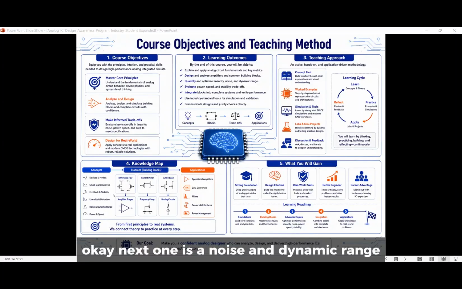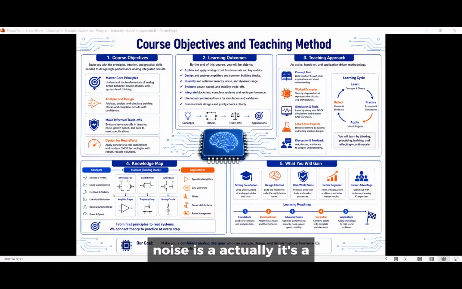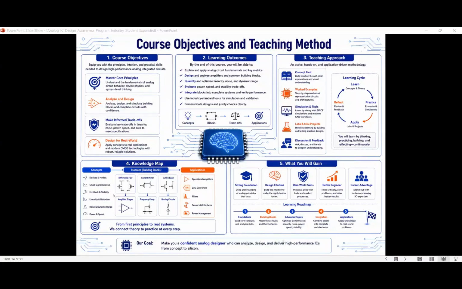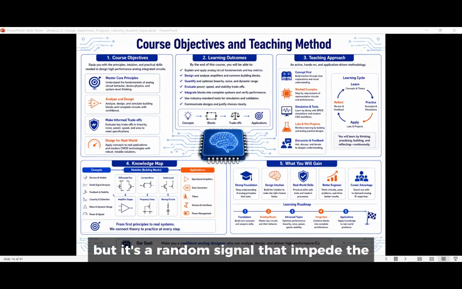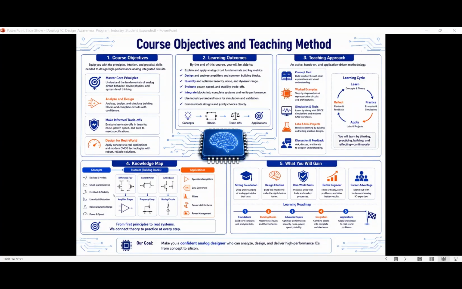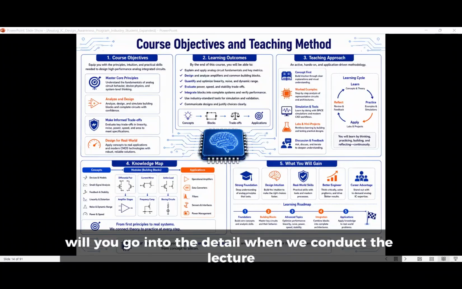Okay, next one is noise and dynamic range. This is a somewhat difficult topic. Noise is just a fully random signal. Although it's a small signal, it's a random signal that impedes and harms the amplifier. We will go into the detail when we conduct the lecture.